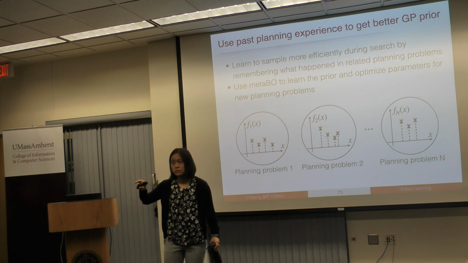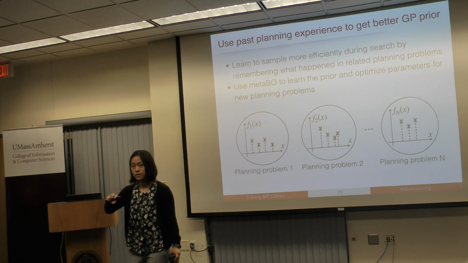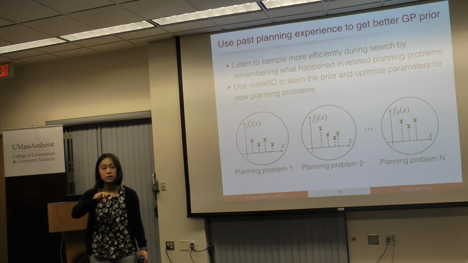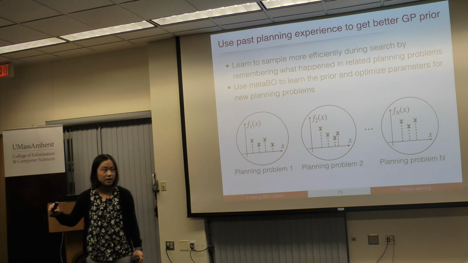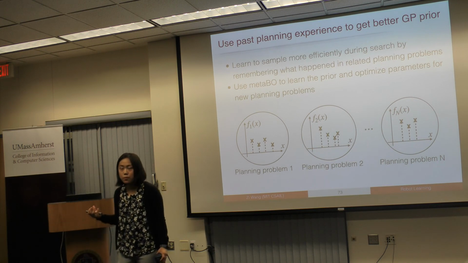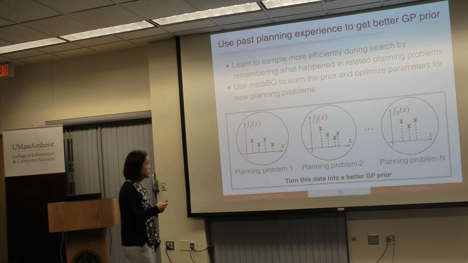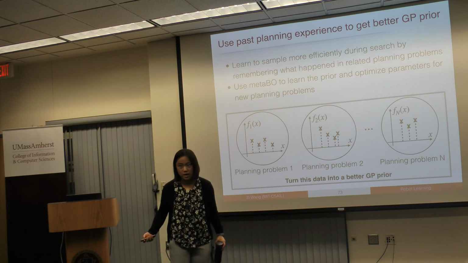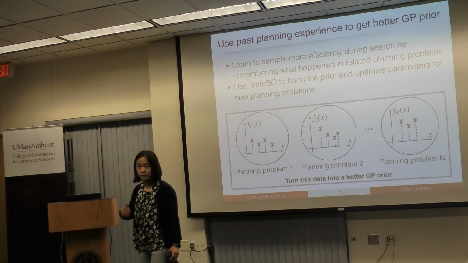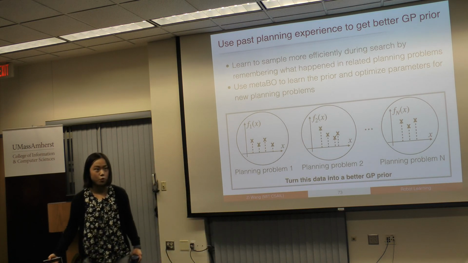That search node does not only appear in one search tree. It can appear in many different planning problems. And we can extract that information out and use it to estimate a better Gaussian process prior so that we can have much better planning performance in the end.